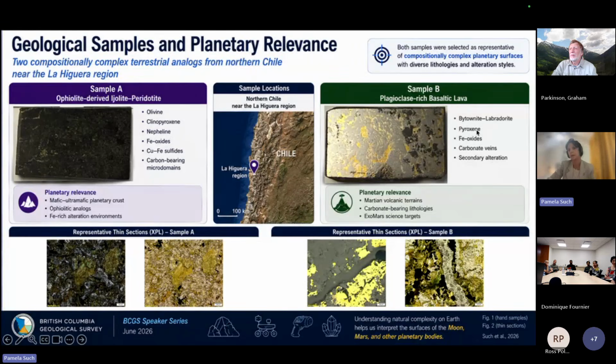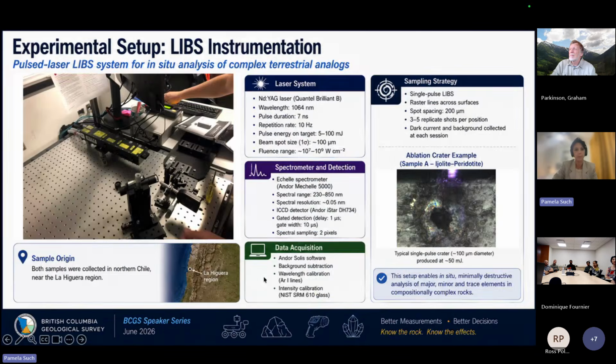And sample B was a bytownite-labradorite composition of pyroxenes, oxides, irons, and carbon veins, secondary carbon veins, and secondary alteration, analogs to, as explained before, Martian volcanic terrains, carbon-bearing lithologies, and ExoMars science target. For example, these are cross-polarized and non-cross-polarized photographic images from these samples when we were studying them.